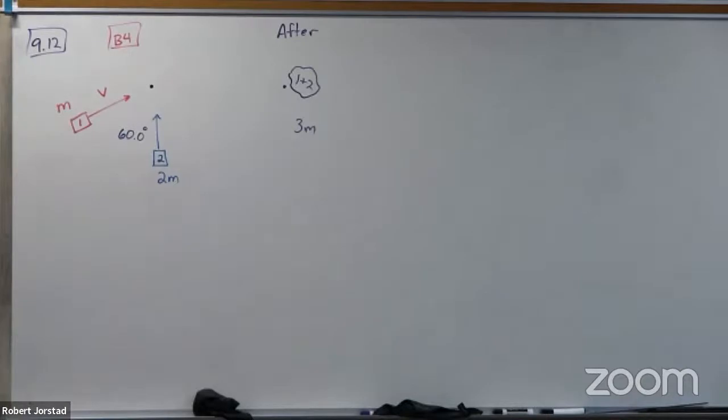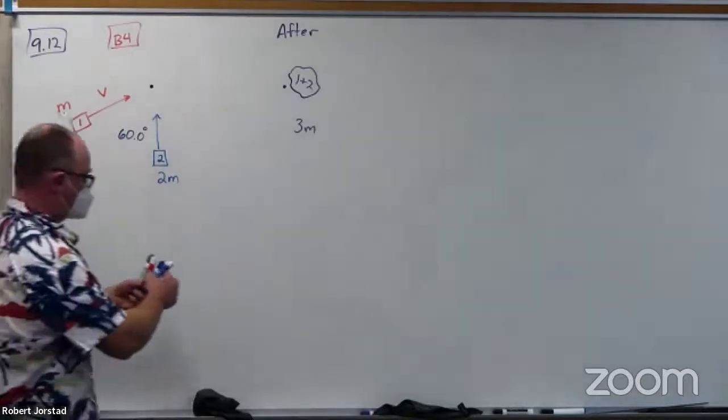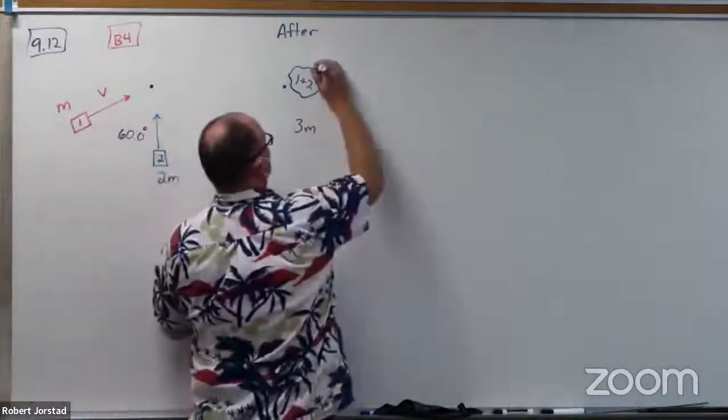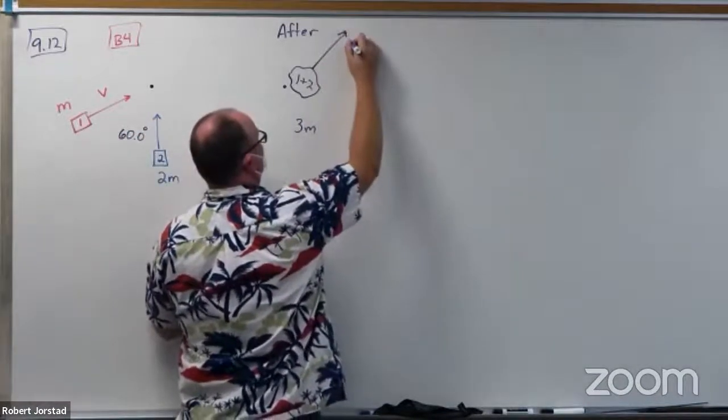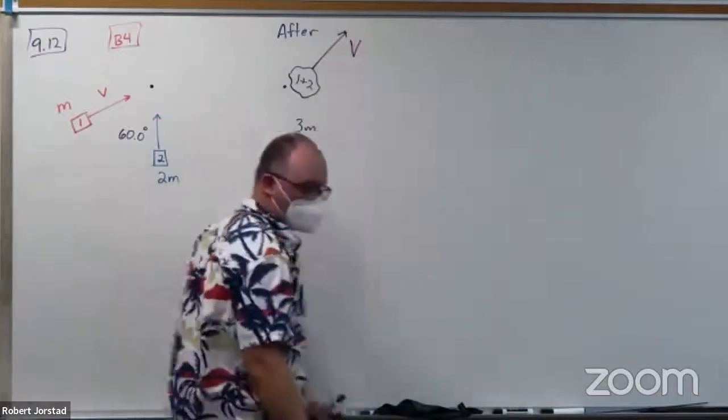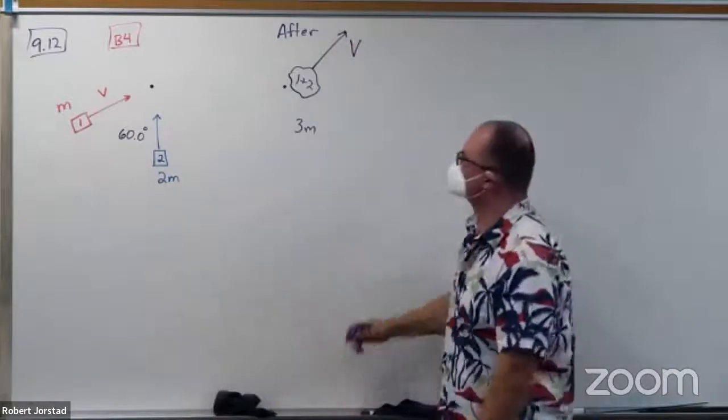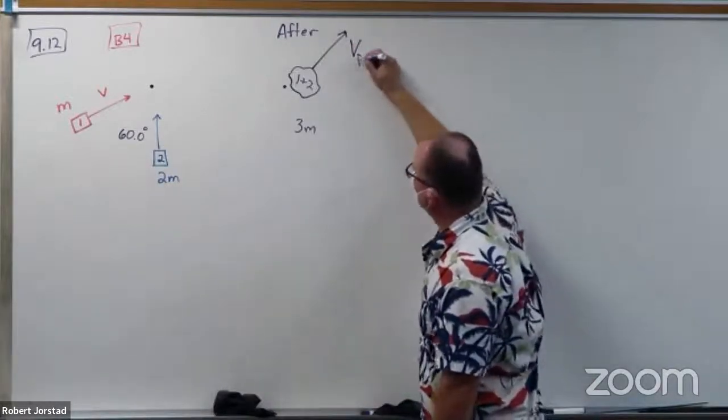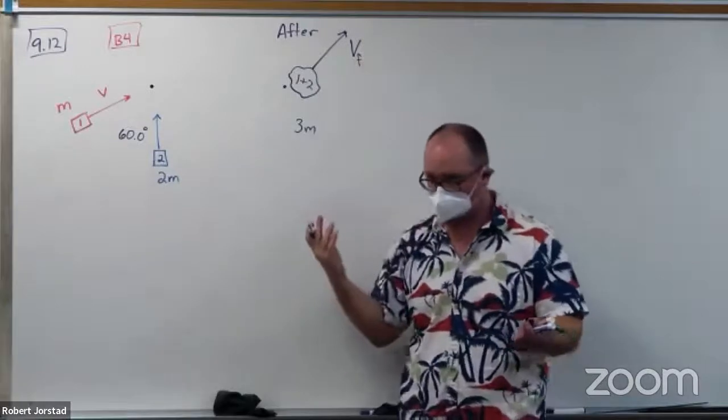Determine the initial speed of car 2. Once we know that, we could then figure out the angle. So let's assume it goes off somewhere in between there. Should I call that V final 1, V final 2? What do you think? That would just be V final because there's only one of them. You see what I'm saying?